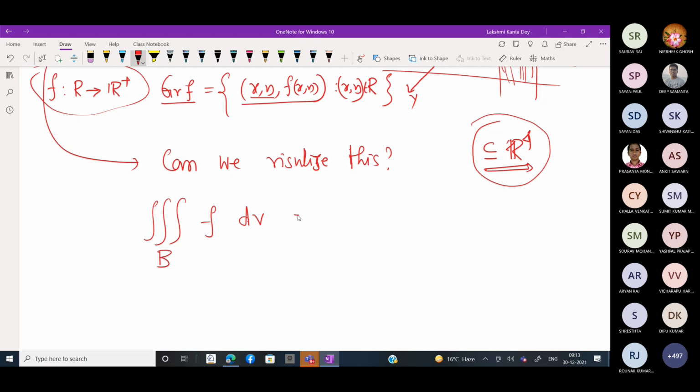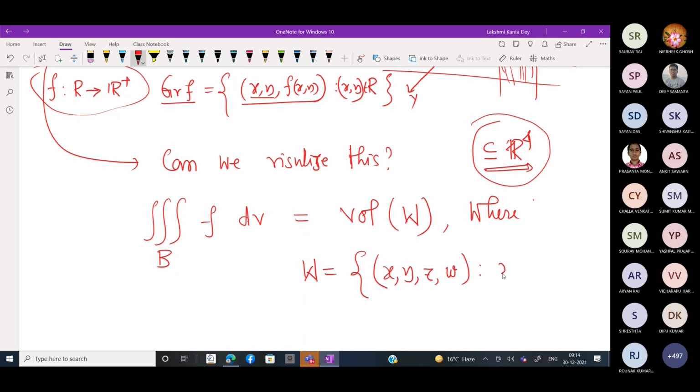Now this is going to be equal to the volume of, I call it volume of W, where this capital W is the collection of all x comma y comma z comma small w, where x is in between a to b, y is in between c to d, and z is in between p to q, and w is such that 0 is less than or equal to w, which is less than or equal to f of x comma y comma z.